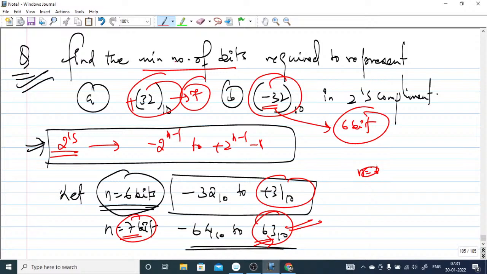So this is how you can find the minimum number of bits. Very easy, right? By inspection you can find this. This kind of question we can expect in the GATE examination.